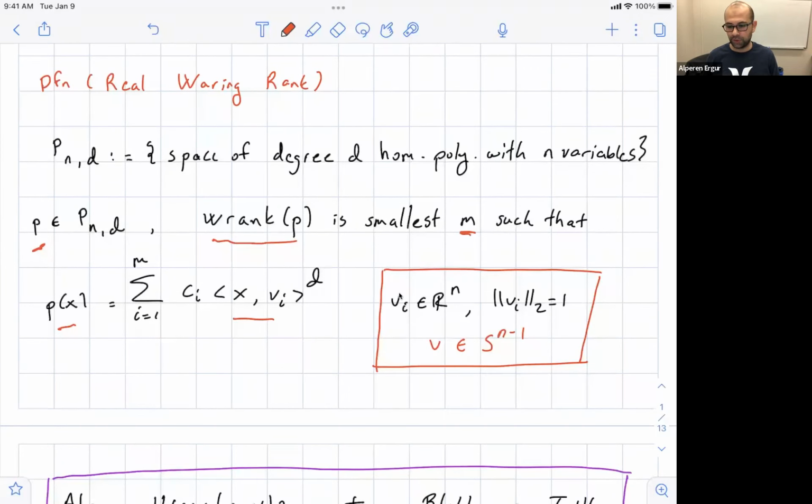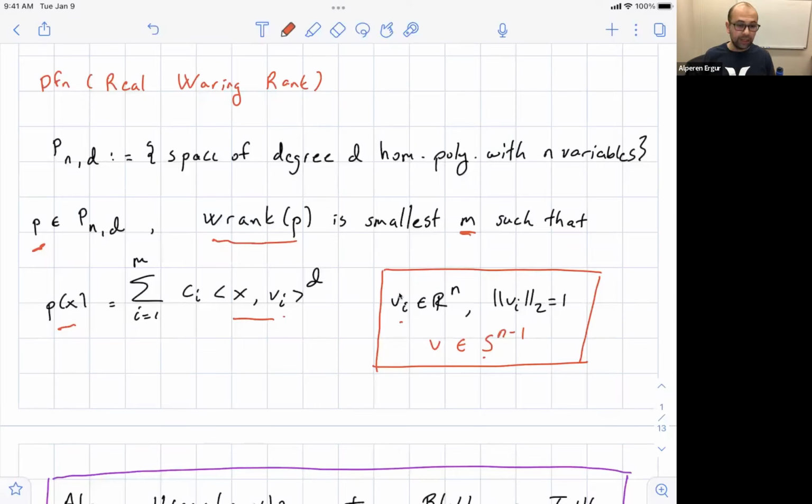Here I want to put the constraint that these vectors that I'm using to construct my rank 1 objects have unit norm. This is not a big deal. You can always assume this if you like, and for the rest of the talk this is what I'm going to do for convenience. So the vectors I use to construct rank 1 forms have unit norm, or in other words, they come from the sphere. Okay, that's my Waring rank. The smallest number of atomic elements I could use is called the Waring rank.